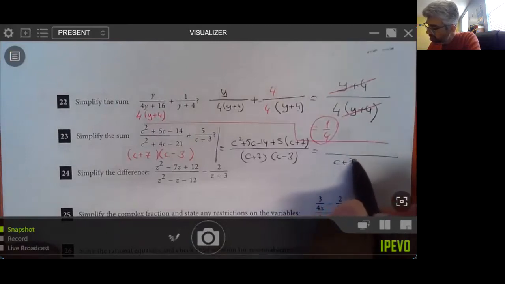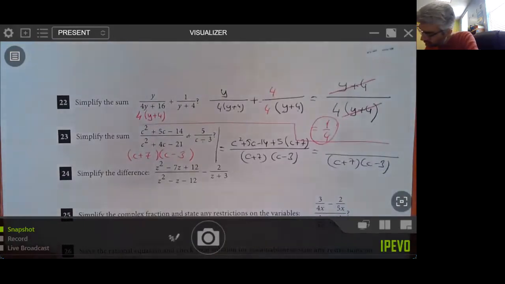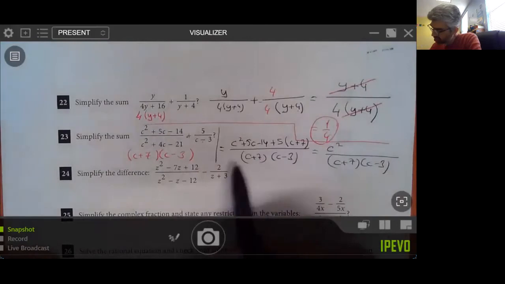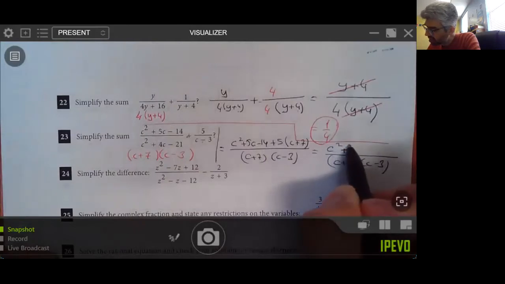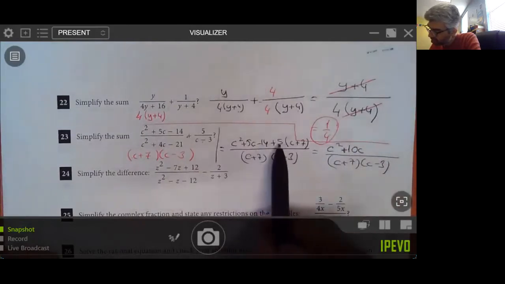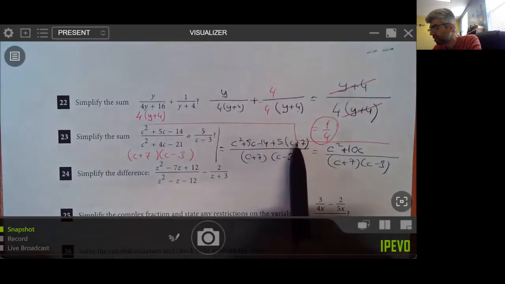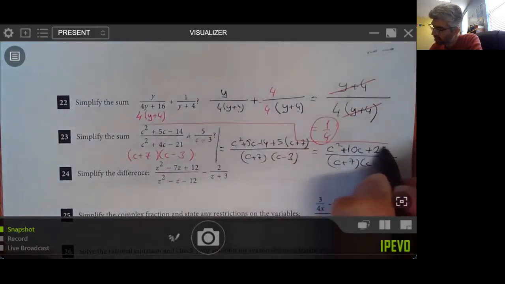The common denominator is the same, c plus 7 times c minus 3. C squared. Since I don't have much place, I will combine here, guys. 5c plus 5c, I will have plus 10c. And minus 14 plus 5 times 7. 5 times 7, 35. Plus 35 minus 14, it is plus 21.